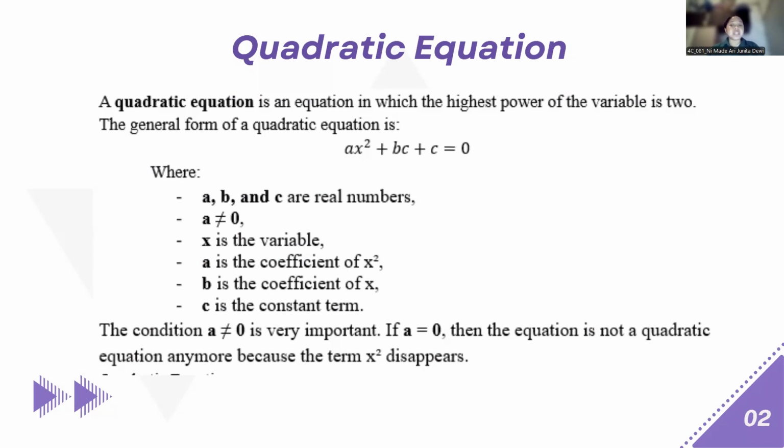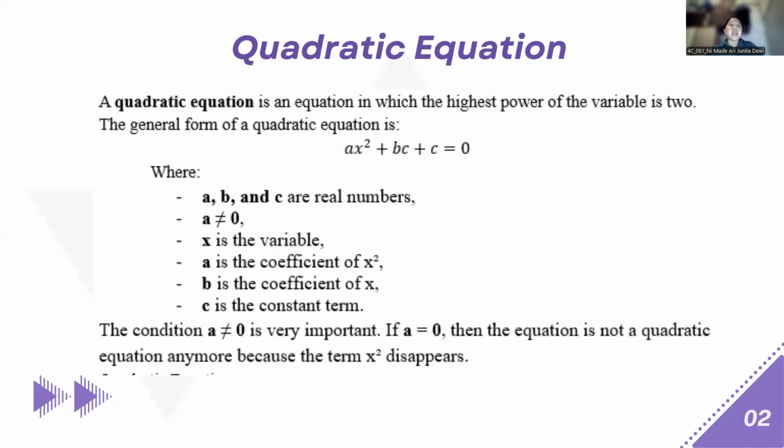So, quadratic equation and quadratic function are not only about formulas. They can also help us understand real situations around us. And now, let us start with the definition of a quadratic equation. A quadratic equation is an equation in which the highest power of the variable is 2. The general form of a quadratic equation is ax squared plus bx plus c equals 0. Or we can write it as this on the screen.